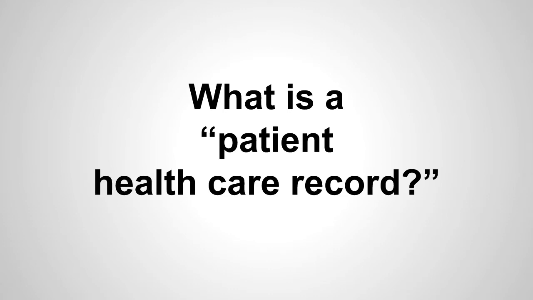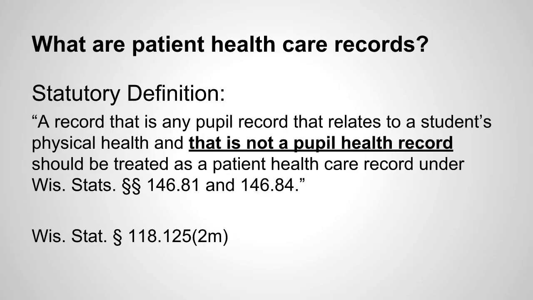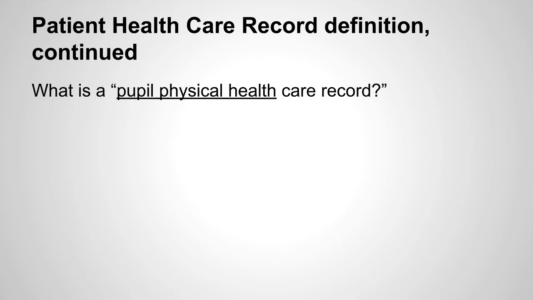So before we begin, let's understand what a patient healthcare record is. The statutory definition provides that any pupil record that relates to a student's physical health and that is not a pupil health record should be treated as a patient health record under Wisconsin statutes. This definition is not very helpful in determining what is a patient health record and what is a pupil health record. Let's look at what a pupil healthcare record is.